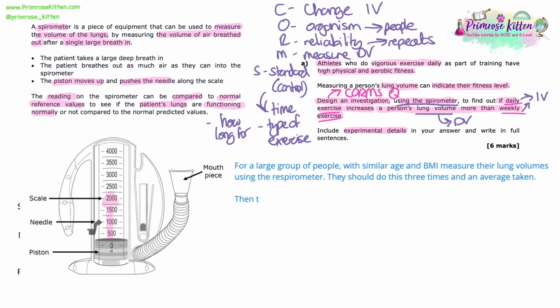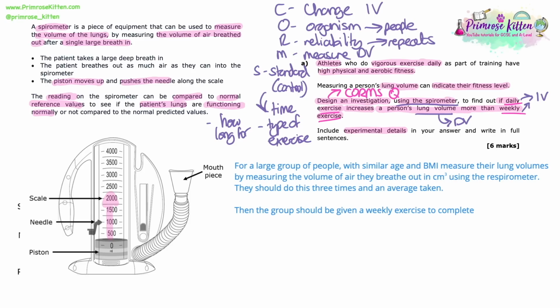Okay, so my first sentence is for a large group of people with similar age and BMI. So that's my people, that's my organism, and what's similar about them as well. So that's a bit of S. We should measure their lung volumes using the respirometer. Okay, so I've said I'm going to use it and what I'm going to measure. I improved that a little bit by actually saying we're going to measure the volume of air they breathe out in centimetres cubed using the respirometer. So I've been more specific about what I'm going to measure and the volume, the units.